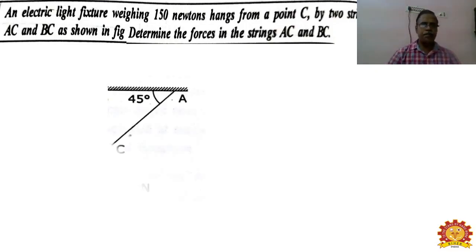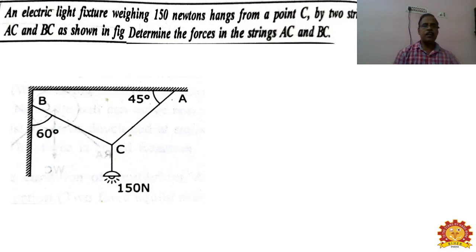Here is the diagram which is given along with the question, and it is clearly shown that the angle is 60 with respect to the vertical wall and 45 with respect to the ceiling. AC and BC are the two strings tied to the ceiling and the wall, making angles respectively as shown in the figure, and the light weighing 150 Newton is hanging. This is the condition given.